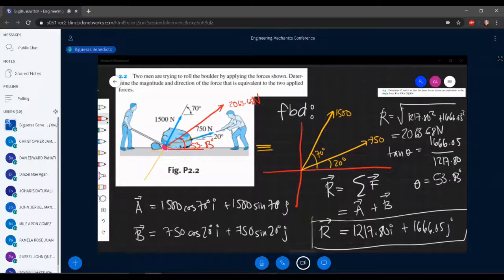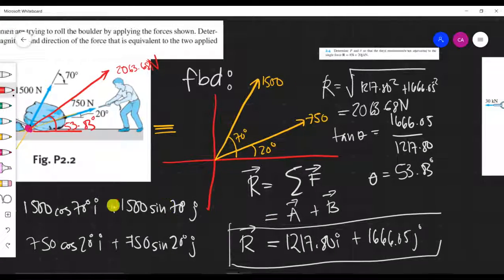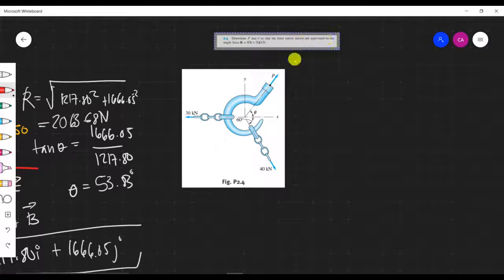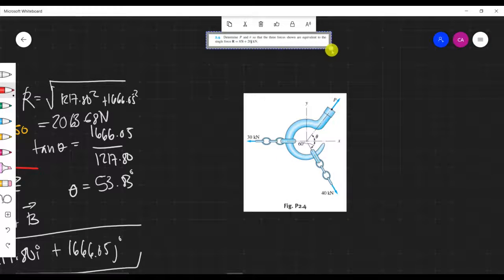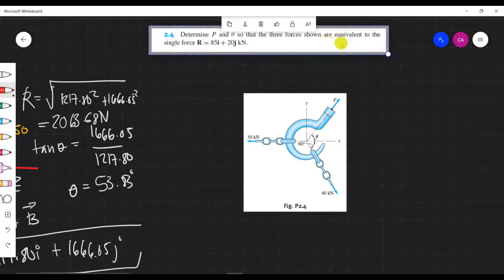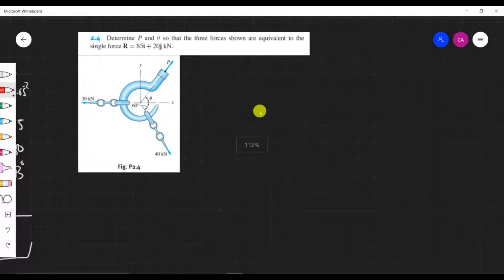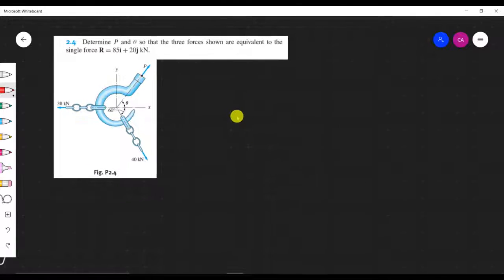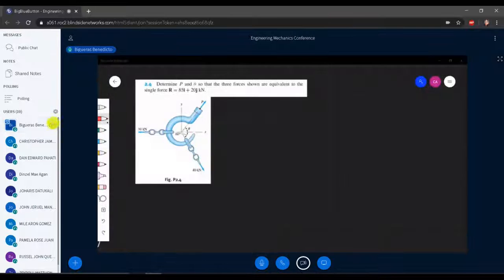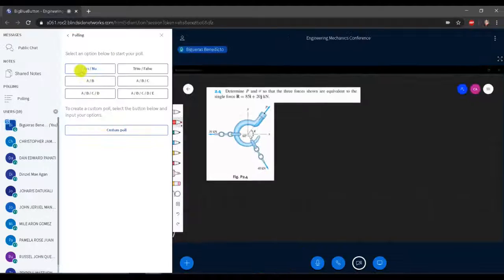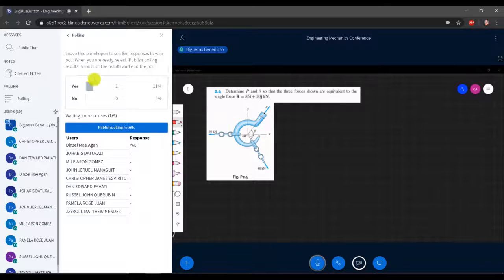Last question. So the last question is a bit more difficult, but only a bit because there are more difficult ones. Is it readable? Okay, so determine P and theta so that the three forces shown are equivalent to a force R equals 85I plus 20J. So this is the problem.